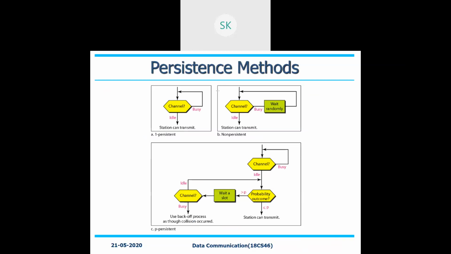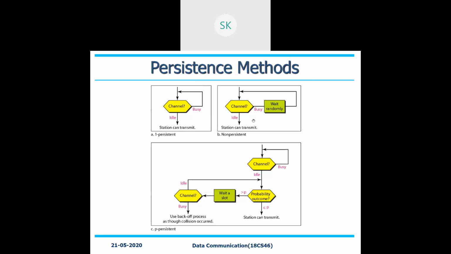Just for a brief introduction, it is better to understand this with the flow diagram. For 1-persistent, we check the channel with a question mark. Why is there a diamond symbol? Because I'm asking a question. If the channel is busy, transmit the same signal once again. Otherwise, if it is idle, the station is ready and it can transmit n number of frames over that channel.